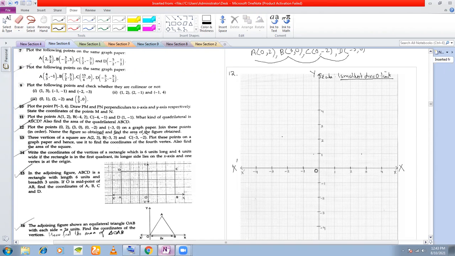So what is the first vertex of the square? A (2, 3). Where will the point A (2, 3) be? So from the origin you start moving in the positive direction here. 2 units you move, and then you move 3 units. So you reach here. So A (2, 3) is here, right? So you mark this.